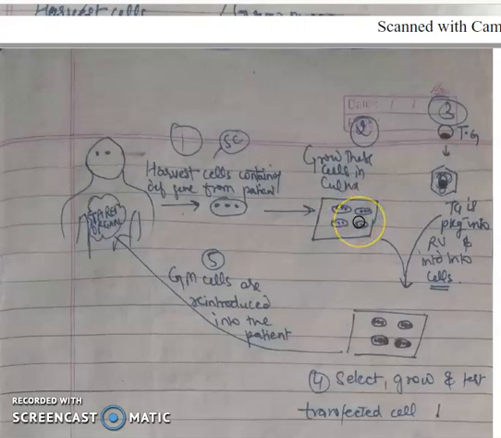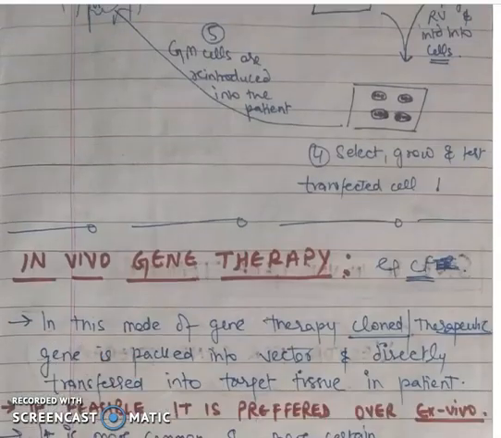So we have to select the transfected cells from the non-transfected cells, and that will be based on the marker. So we will be selecting the transfected cells, and these transfected cells are further amplified, then assessed for their transduction efficiency, and then put back into the patient's body. GM means genetically modified cells, they are introduced into the patient's body.